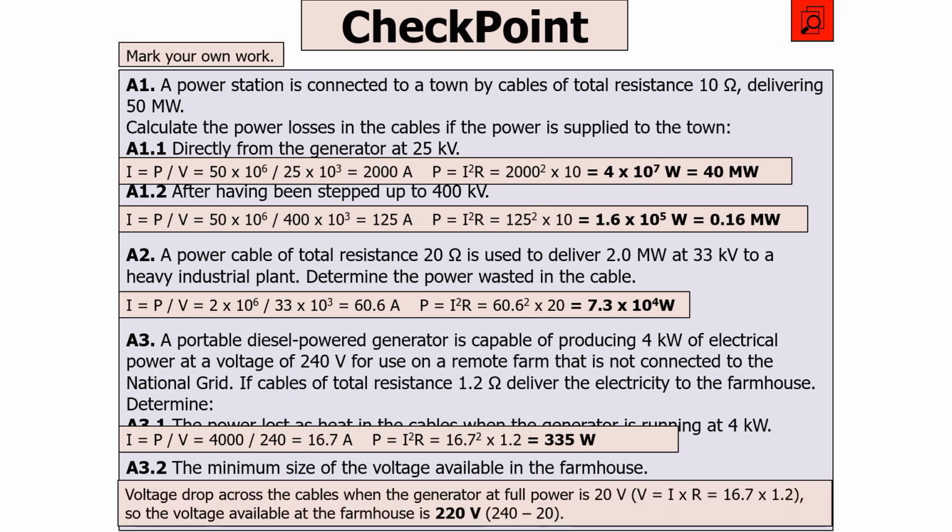At this point, the voltage drop across the cables at full power is 20 volts because we know V equals IR. We know I from the previous question is 16.7 amps, times it by the value for R, which you know is 1.2 ohms from the information given in the question. So therefore, the voltage available at the farmhouse must be 220 volts because it starts at 240. We lose 20 volts in the wire, so we're left with 220 volts.